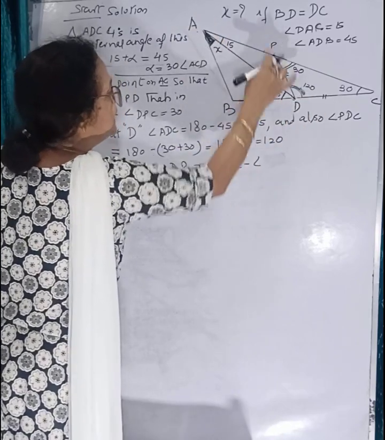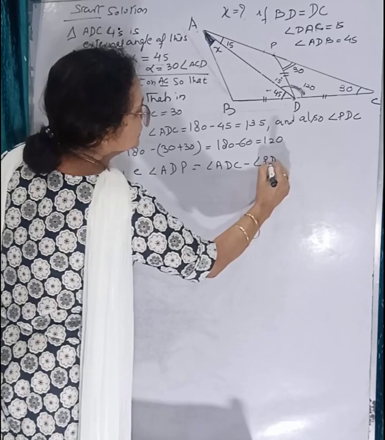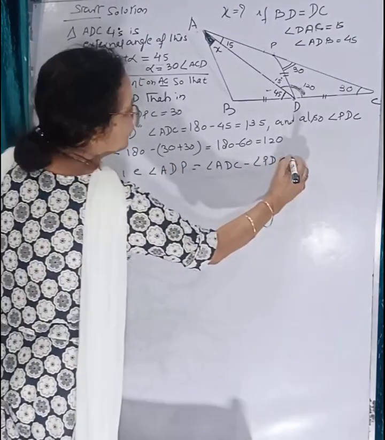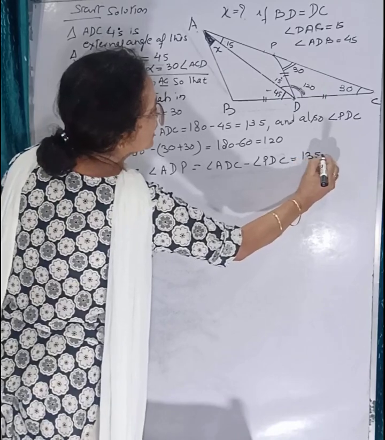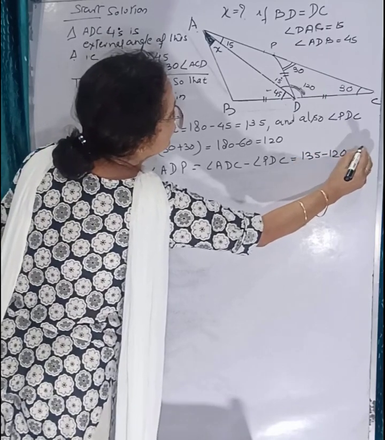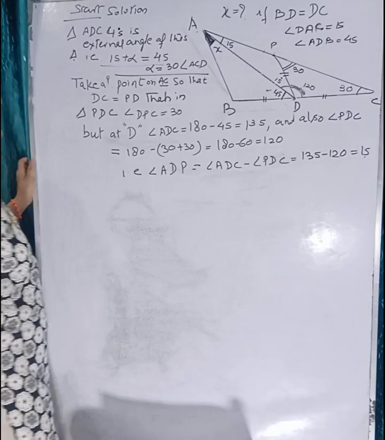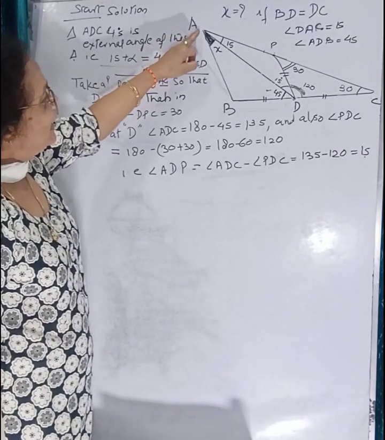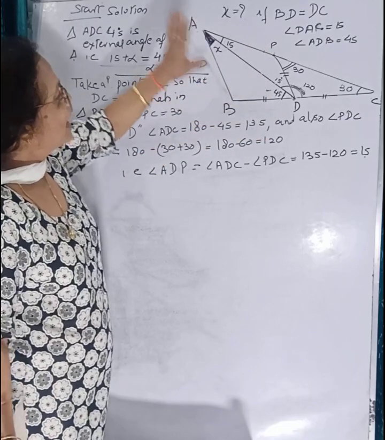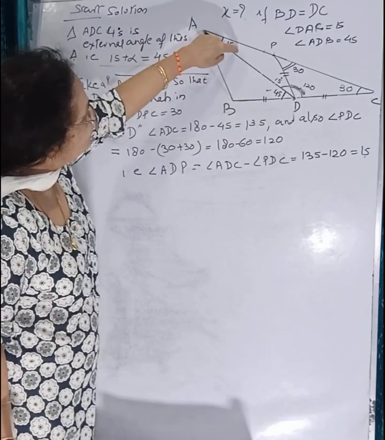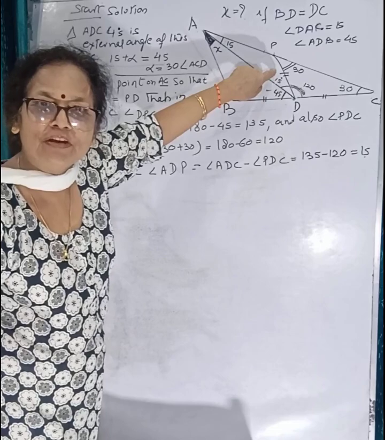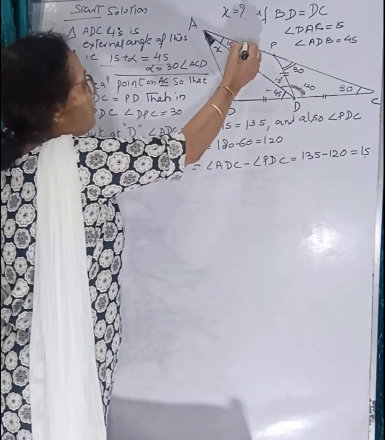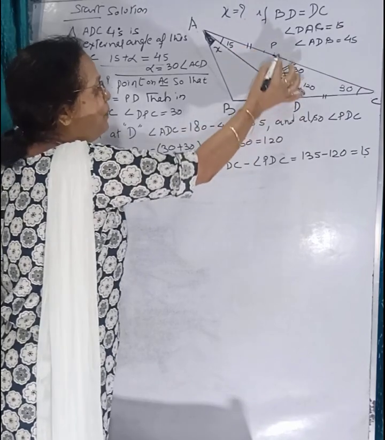ADC minus PDC. That is 135 minus 120, that is 15. It means in this triangle ADP we are getting two angles. One is this one, 15, and another is this one, 15. और इसका मतलब क्या हुआ? It means that AP will be equal to PD.